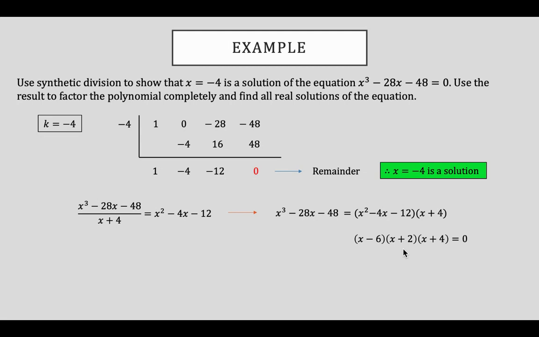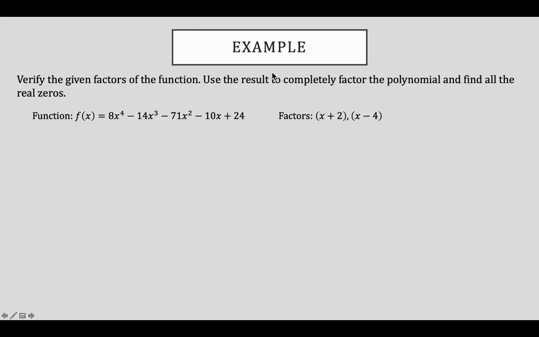So we can now set each one of the individual factors equal to 0 to solve, and doing so gives us x is equal to 6, x is equal to -2, and x is equal to -4. There we have all of the solutions to our cubic equation. All right, so again, synthetic division allowed us to factor a cubic polynomial that we would normally not otherwise be able to factor. Let's see if we can't try one more.